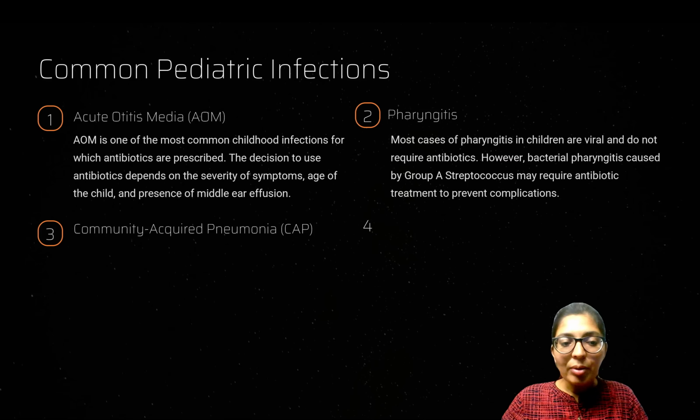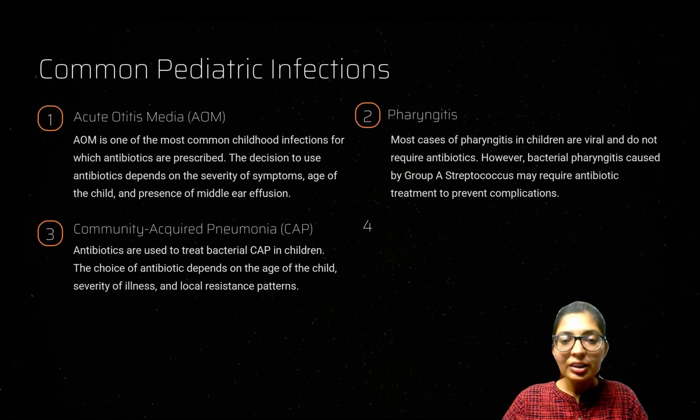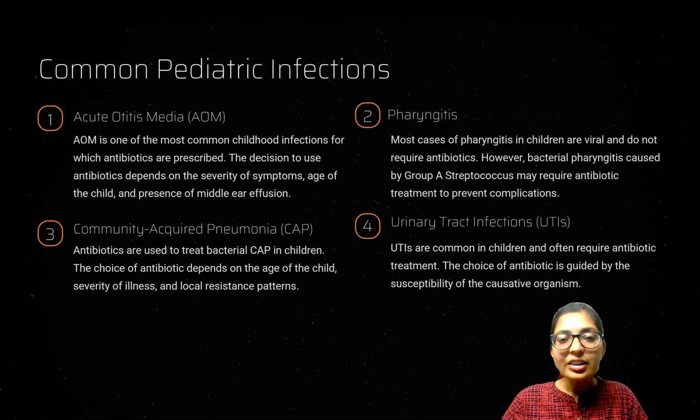If we talk about community acquired pneumonia, antibiotics are used to treat bacterial community acquired pneumonia in children. The choice of antibiotic depends upon the age of the child, severity of illness and the pattern of local resistance. Last one is UTI, urinary tract infection. These are common in children and often require antibiotics. The choice of antibiotic is guided by the susceptibility of the causative organism.